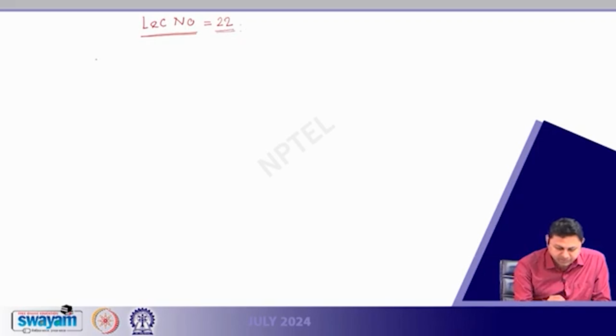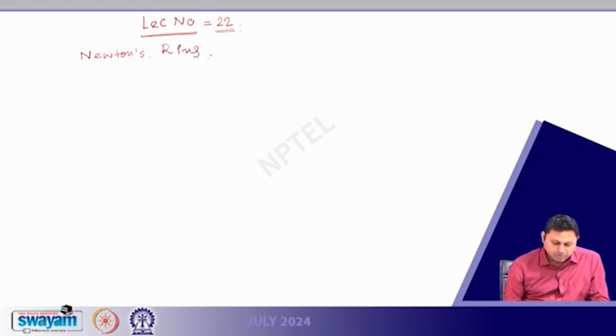So today our topic is Newton's ring. In the last class we already discussed how the Newton's rings are formed, the formation of the Newton's ring and the corresponding experimental setup. Today we will extend this idea to find what the path difference should be and what the condition is for getting maxima and minima in these rings.